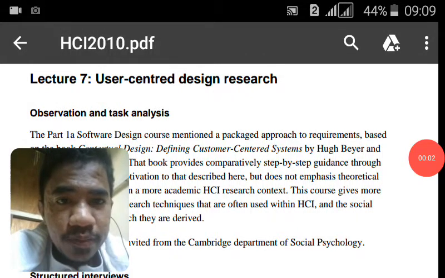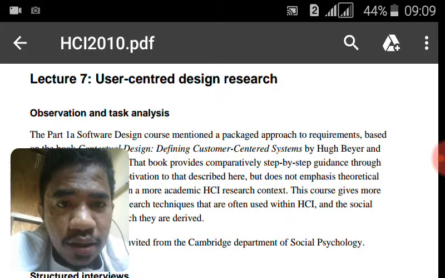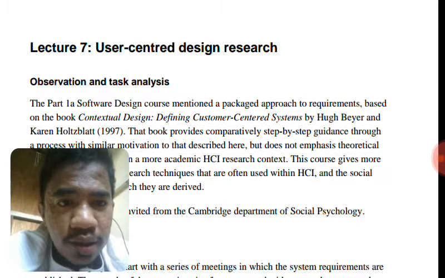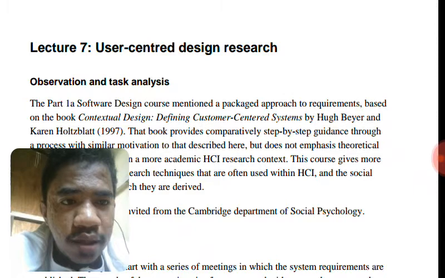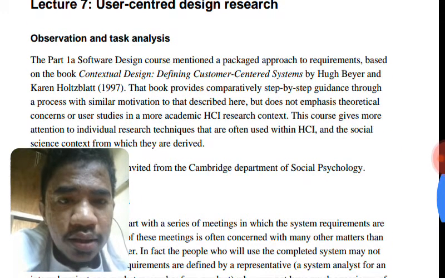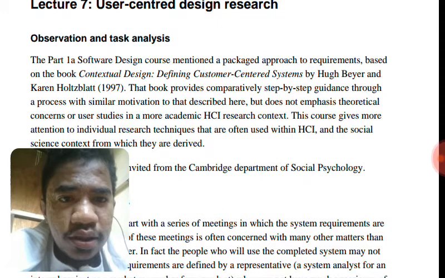Lecture 7: User-Centered Design Research, Observation and Task Analysis. The part two software design course mentioned a package approach to requirements based on the book Contextual Design, Defining Customer-Centered Systems by Hugh Beyer and Karen Holtzblatt in 1997.